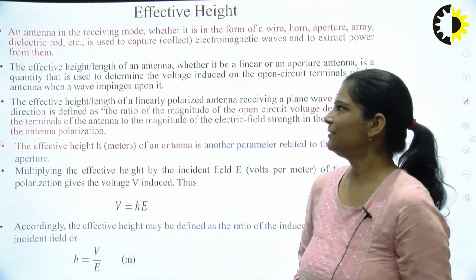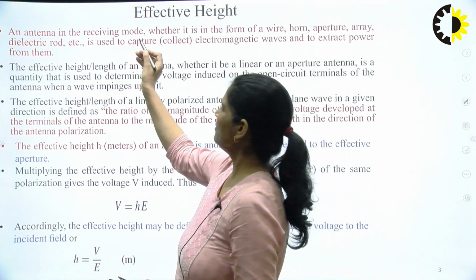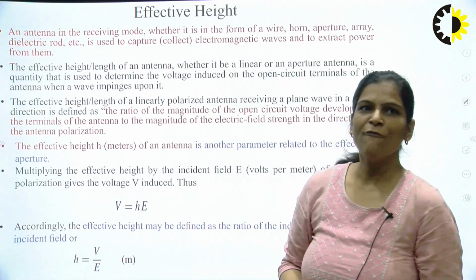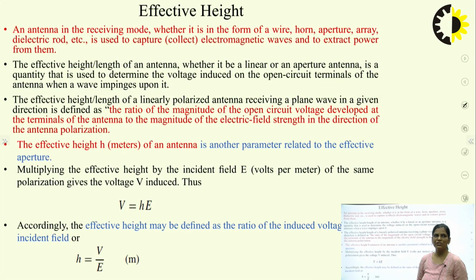Now, effective height. An antenna in a receiving mode, whether it is in the form of wire, horn, aperture area, etc., is used to capture electromagnetic waves and to extract energy from them. Effective height is defined as the ratio of the magnitude of the open circuit voltage developed at the terminals of the antenna to the magnitude of the electric field strength in the direction of antenna polarization. Effective height is represented as HE.